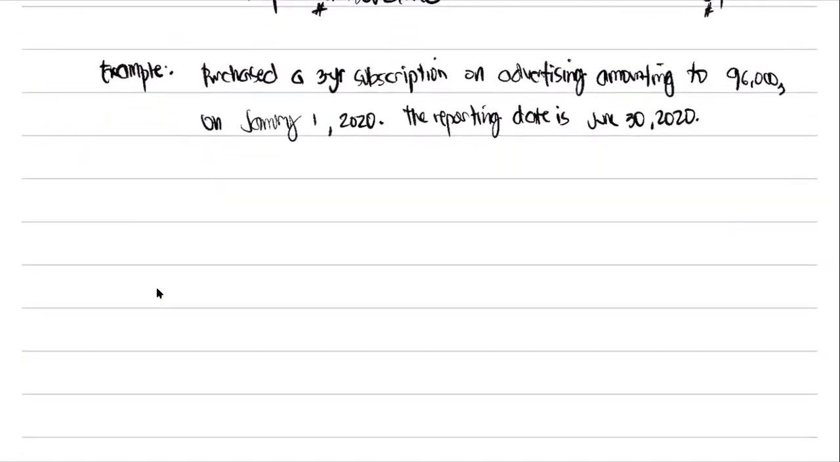Okay, so here in our example, we purchase a 3-year subscription on advertising amounting to 96,000 on January 1, 2020. The reporting date is June 30, 2020. Now we need to recognize first what is the amount of our mixed account. Our mixed account is worth 96,000 pesos.